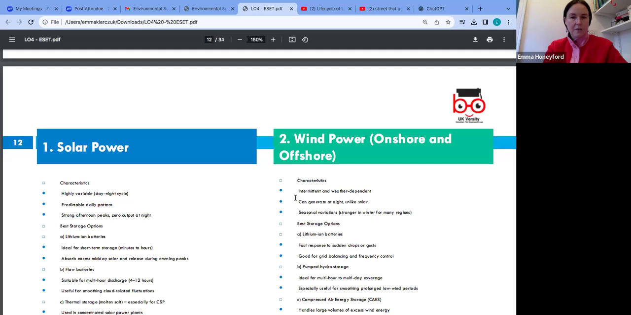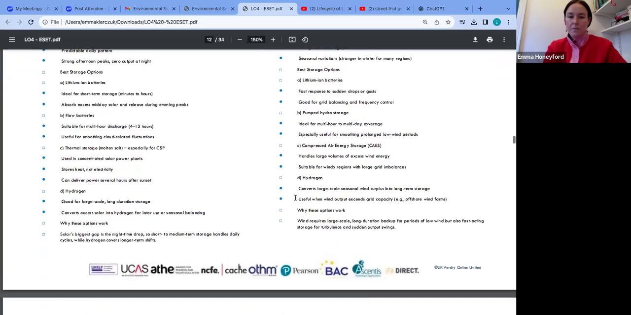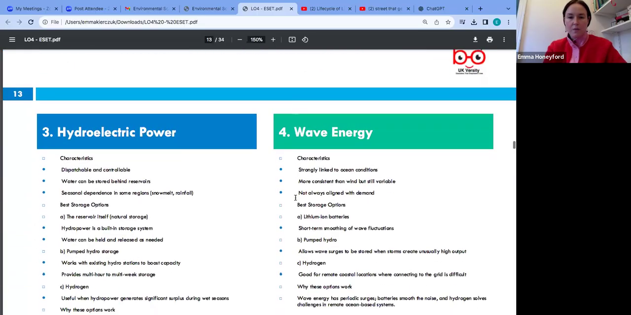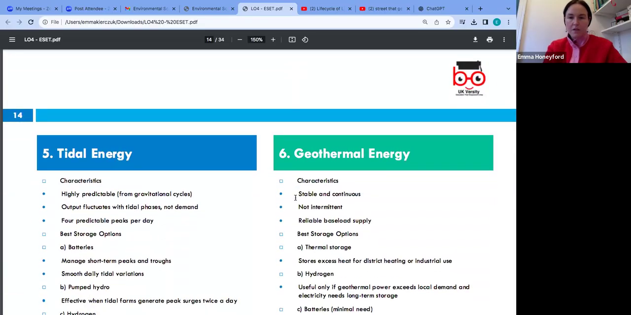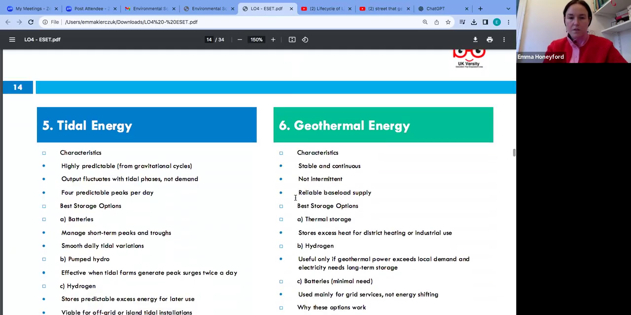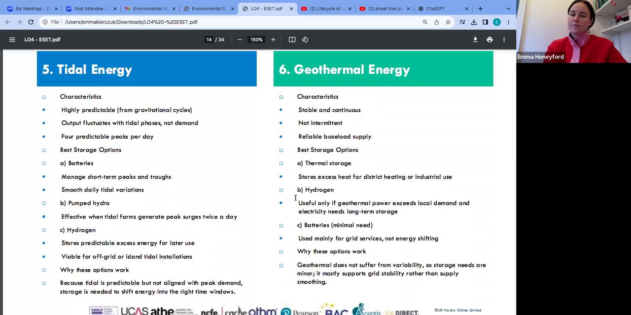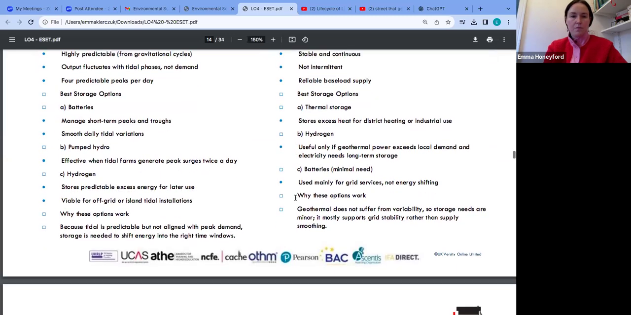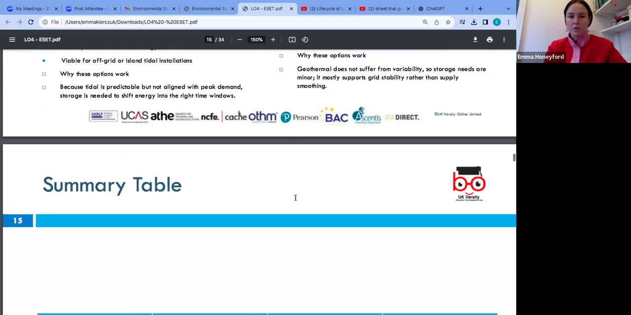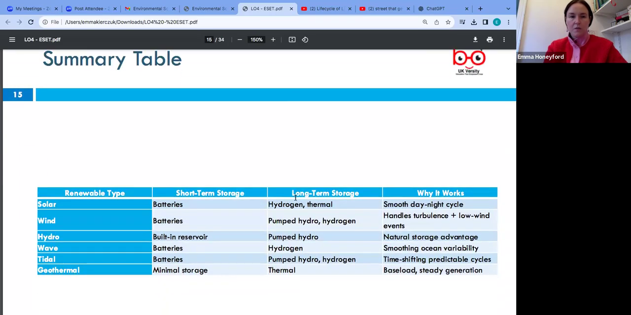So here we have the different types of renewable energy. We've got solar power, wind power, hydroelectric power, and wave power. Tidal power, geothermal energy. So these lists go through the different characteristics. So there's the science, the problem with storage, and what the grid management looks like for each of those renewable energies. So here, I'm not going to go through every one of those.